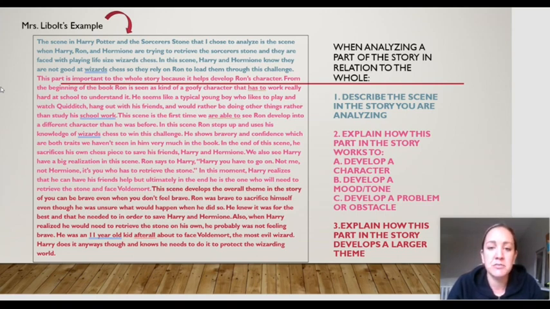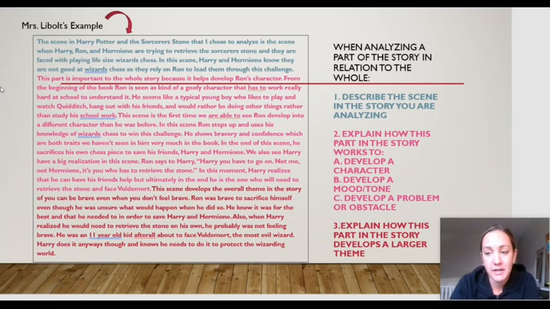This scene develops the overall theme in the story of you can be brave even when you don't feel brave. Ron was brave to sacrifice himself even though he was unsure what would happen when he did so. He knew it was for the best and that he needed to in order to save Harry and Hermione. Also, when Harry realized he would need to retrieve the stone on his own, he probably was not feeling brave. He was an 11-year-old kid, after all, about to face Voldemort, the most evil wizard. Harry does it anyway, though, and knows he needs to do it to protect the wizarding world.